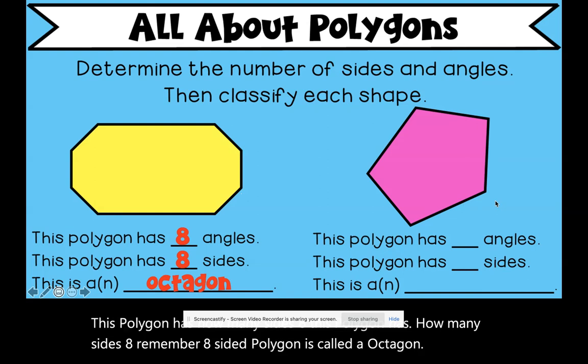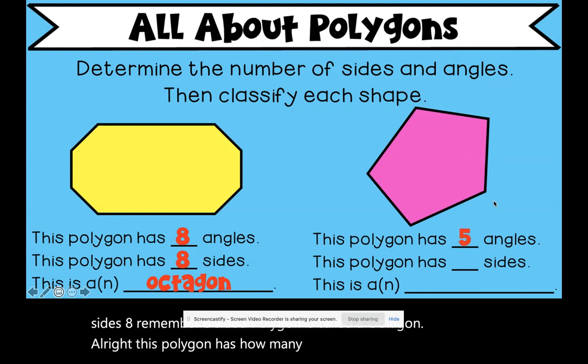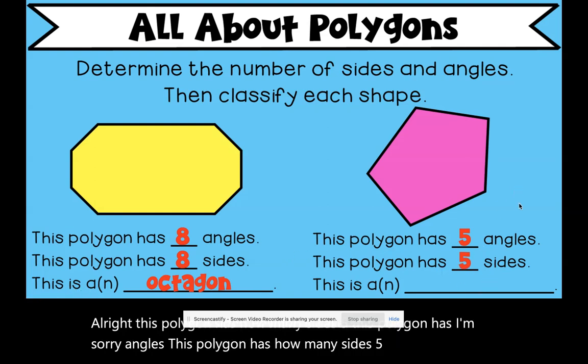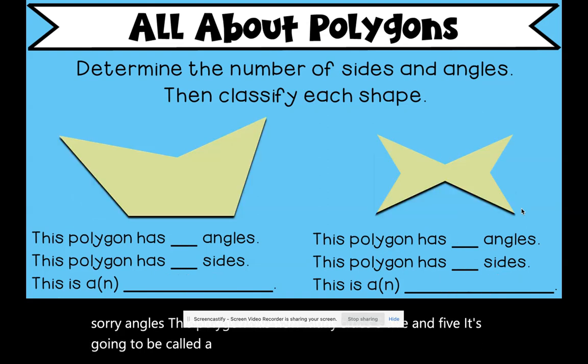All right, this polygon has how many angles? 5. This polygon has how many sides? 5. And 5 and 5, it's going to be called a pentagon.